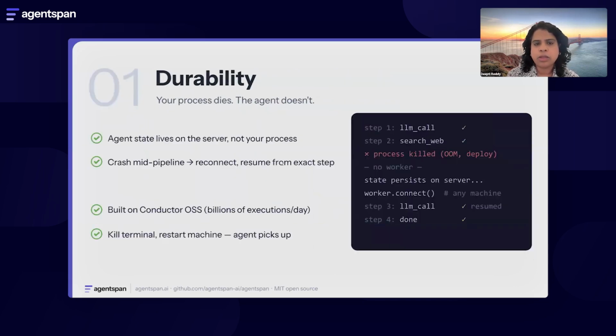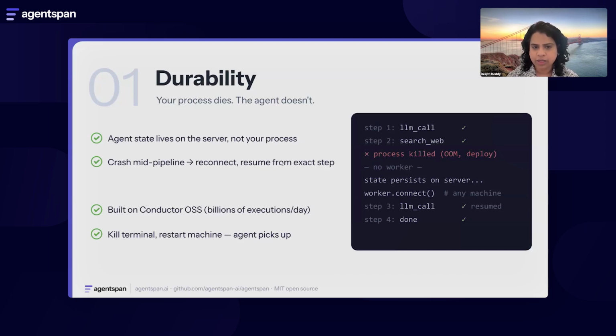So the first one, durability, is the foundation and the hardest to truly appreciate until you've been burnt by the lack of it. The core idea here is that the agent state does not live in your process. It lives on the Agentspan server in a database. Your process is just a stateless worker picking up tasks, can die at any point, and execution continues the moment any worker reconnects. That worker can also be on a completely different machine.